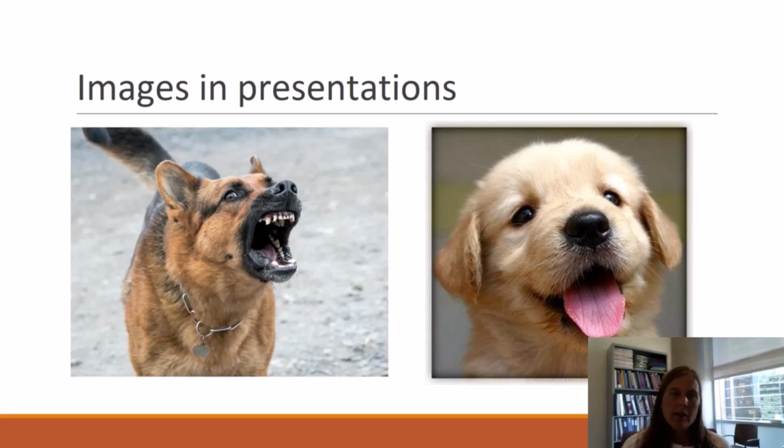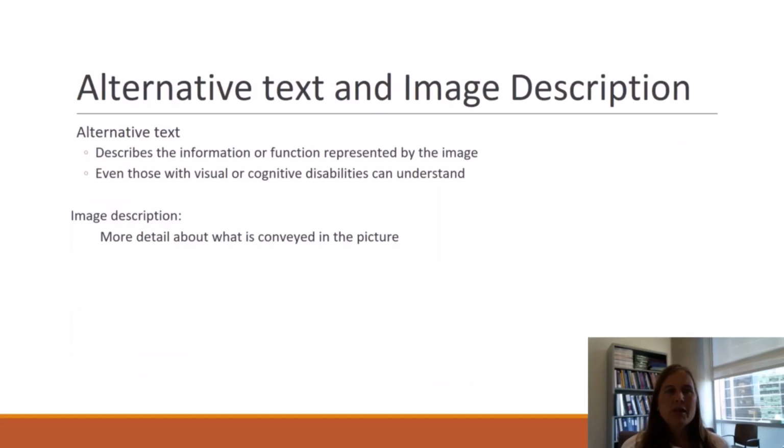if at all. And so you can see how if I had either of these two pictures in my presentation, they would be conveying very different information. And so having a description of what the picture is about would help those individuals who wouldn't be able to see it. So alternate text and image descriptions are two different ways that we can help convey this information. Alternative text, sometimes called alt text, describes the information or function represented by the image. And it's for those with visual or cognitive disability, so they can understand what's in the presentation or in the document. An image description goes into more detail about what is conveyed in the picture.